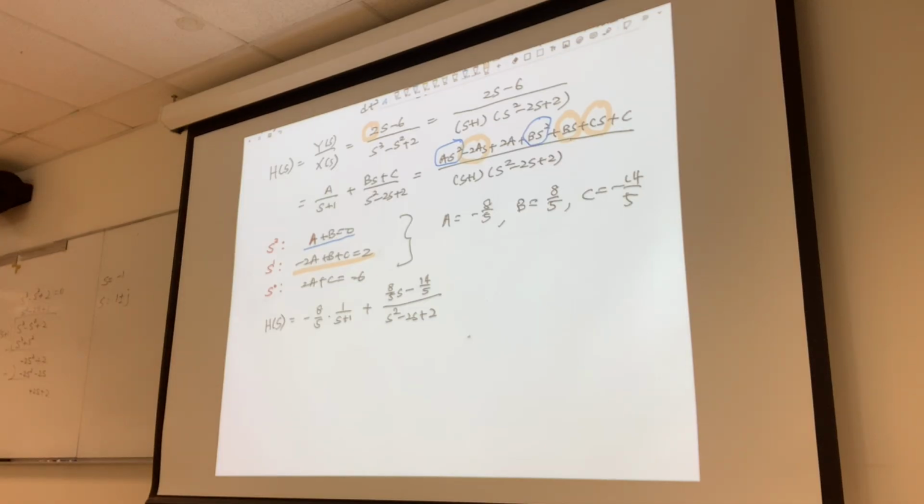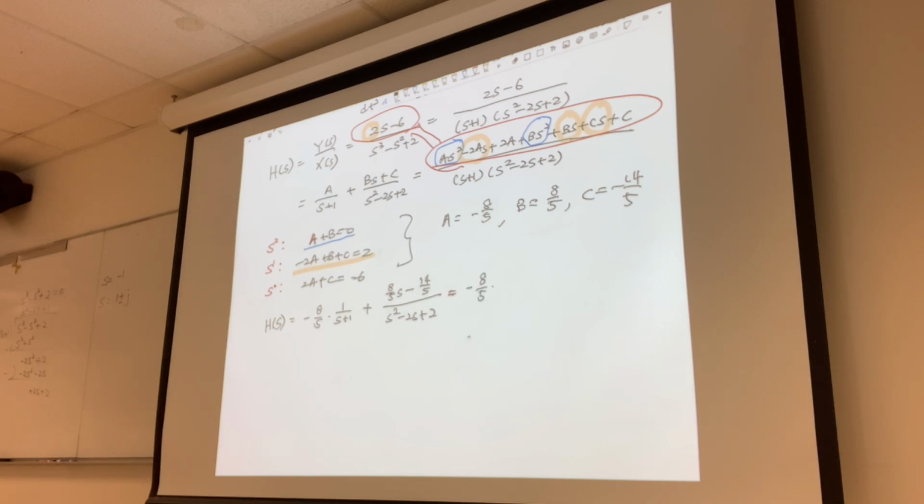We're comparing the left-hand side and the right-hand side. So we're comparing this whole thing with this whole thing. They have to be equal because we have the same denominator. We're good? And the constant term, the 2a plus c, that is the negative 6, because originally we have a 2s minus 6.